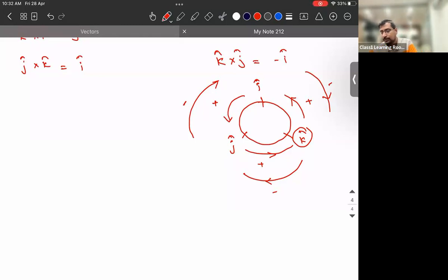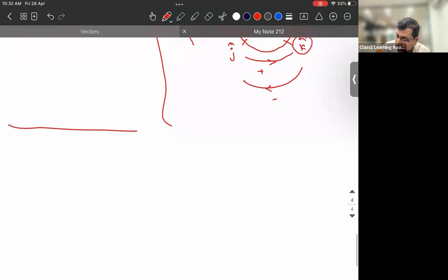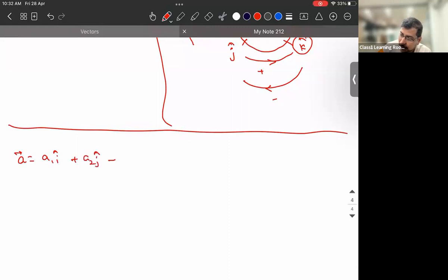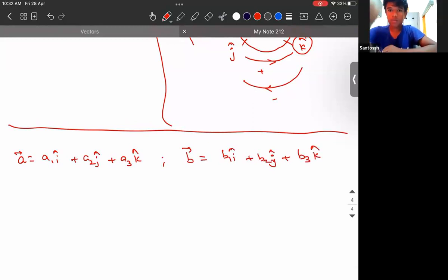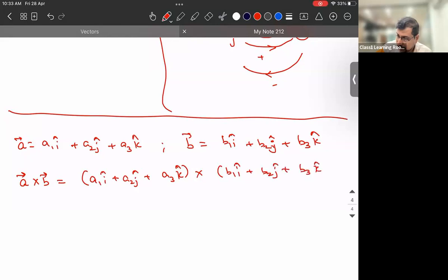Now, having said this, if I take two vectors in this format, if I say A vector is equal to A1 I cap plus A2 J cap plus A3 K cap and B vector is equal to B1 I cap plus B2 J cap plus B3 K cap. Suppose I take them in this format. Then if I need to do A vector cross B vector, what will I get? I'll get A1 I cap plus A2 J cap plus A3 K cap cross B1 I cap plus B2 J cap plus B3 K cap.